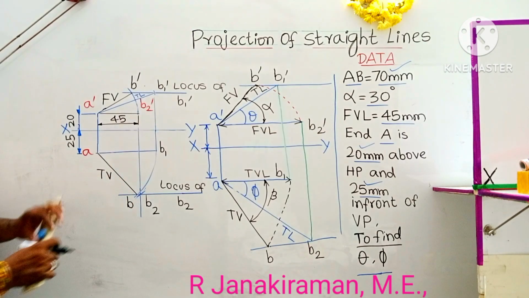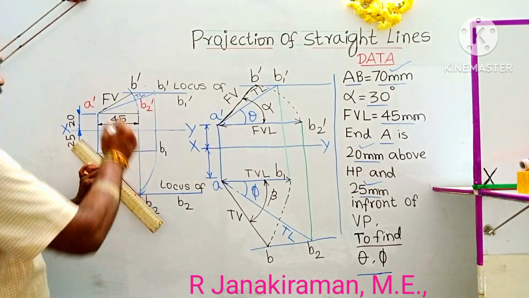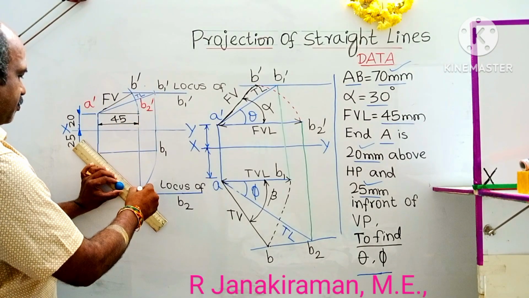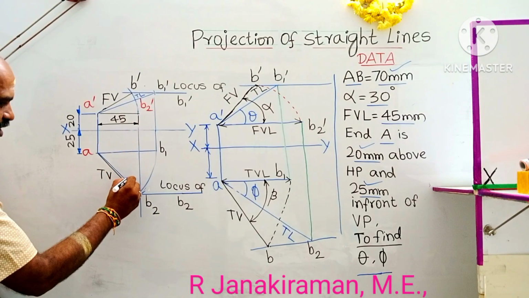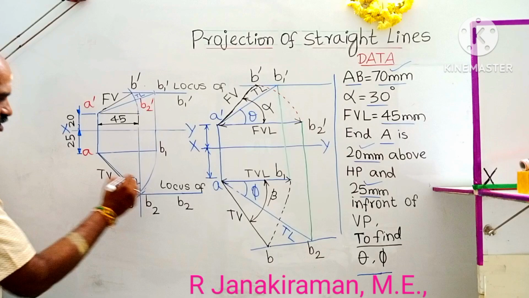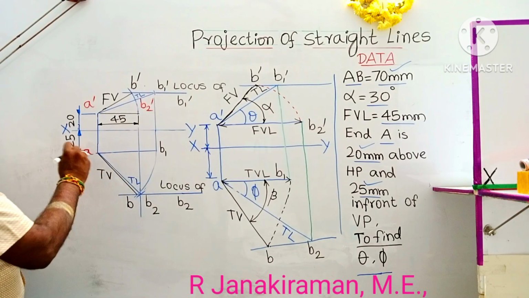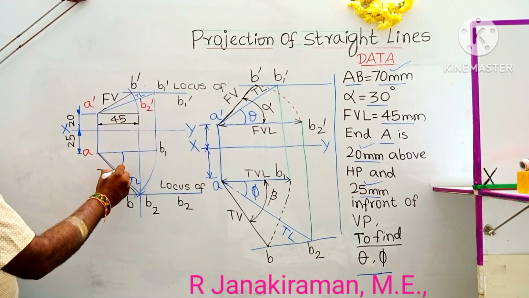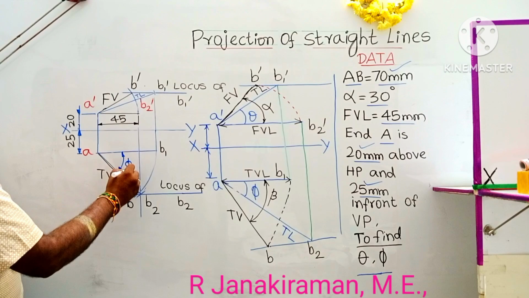So let us join A and B2. Is the true length the same as A'B1'? Join A and B2. AB2 is the TL. TL stands for true length. Its angle, its inclination with the horizontal, is called phi, as asked in the question, the true inclination with VP.